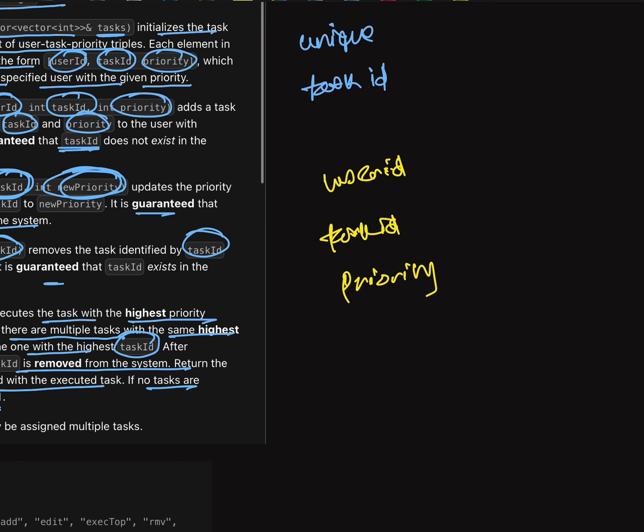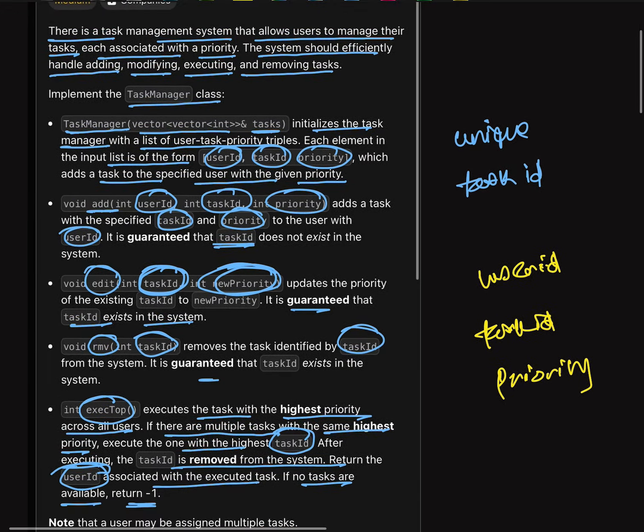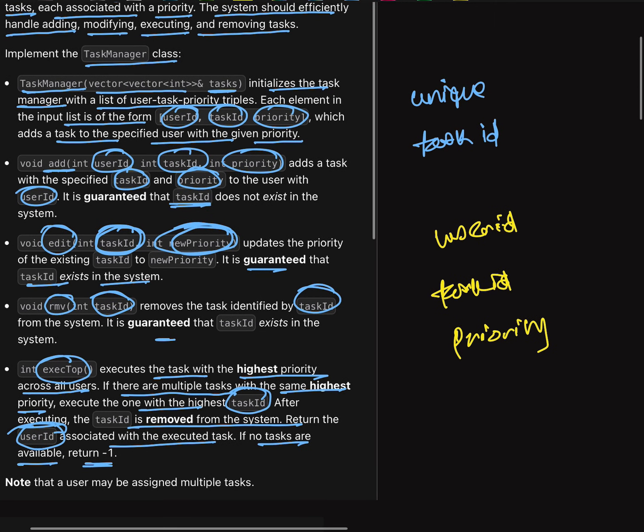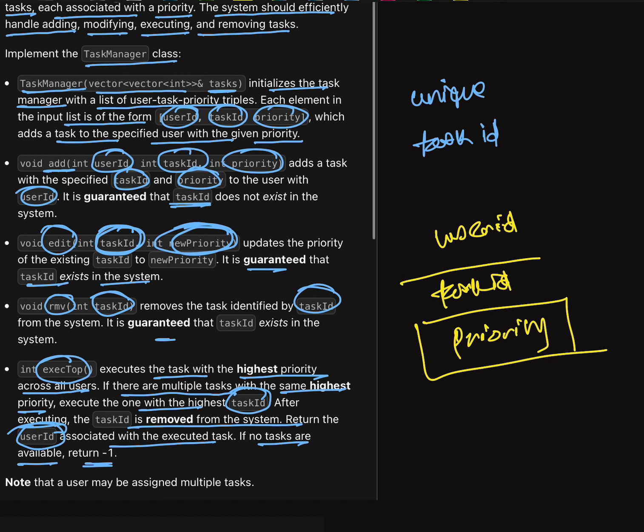So we get three things: the user ID, the task ID and the priority. This is the task manager. We have to store this in an efficient way so that the highest priority will be at the top and executed first. If multiple tasks are present with the same priority, then the one with the greater task ID will be stored at the front, at the top.